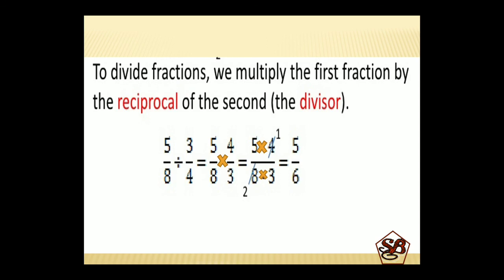Here is one more example in which we are reducing first and then multiplying after the first 3 steps. 5 by 8 divided by 3 by 4 is equal to 5 by 8, division sign to multiplication sign, reciprocal of the second fraction, that is 4 by 3. Now we are cancelling. 4 and 8 can be cancelled. 4 ones are 4 and 4 twos are 8. Now we are left with 5 and 1 as the numerator. 5 into 1 is 5 and the denominator is 2 into 3 is 6. So the final answer is 5 by 6.